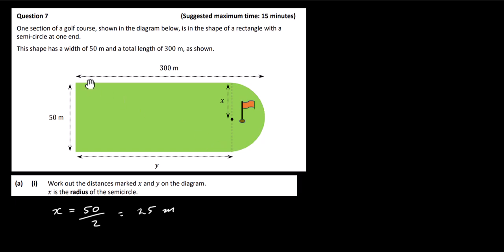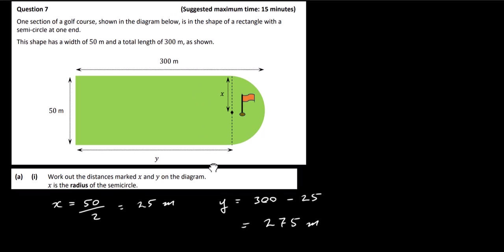Now y is this distance here. Well, the distance from here to here is 300. The distance from here to here is y. And remember, we just worked out x here is 25. So the distance from here to here is also a radius. That's also 25 meters. So all we've got to do is subtract 25 meters from 300. That'll give us y. So y is equal to 300 minus 25, which is 275 meters.